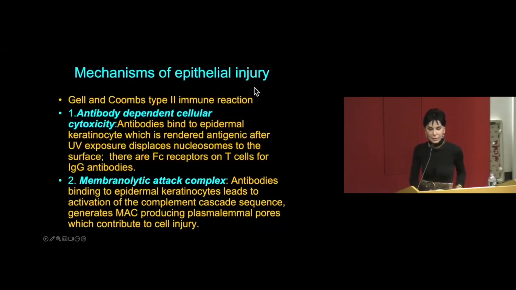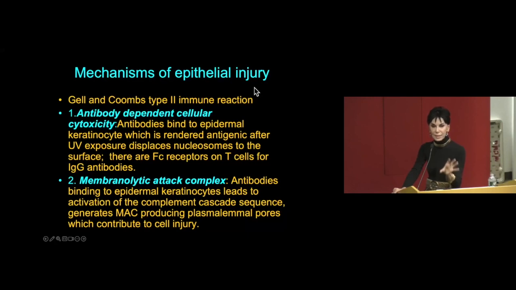And regardless of the subtype of lupus, whether it's systemic, subacute, or discoid, a Gell-Coombs type 2 immune reaction is implicated, which is to say that you have antibodies that are binding to the epidermal keratinocyte. And those antibodies will recognize the keratinocyte with sun exposure. So with sun exposure, there is apoptosis of keratinocytes. Antigens are displaced to the surface, and they're recognized by these autoantibodies.